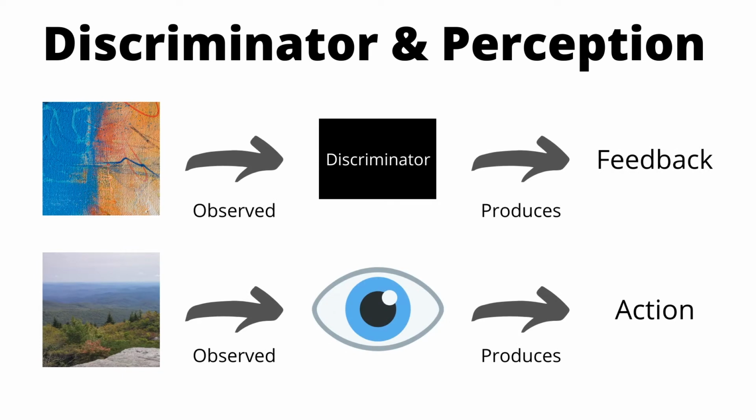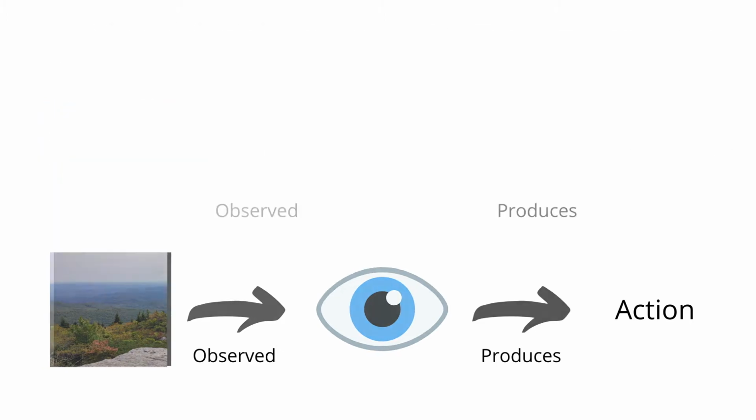This is similar to the way our eyes take in vision and extrapolate information, which leads to action, only it has a much simpler task. It just needs to output a label, fake or real. This leads to the action of the generator changing its weights to make better fakes.